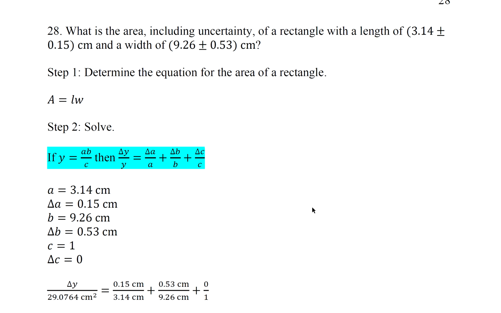Question 28. What is the area, including uncertainty, of a rectangle with a length of 3.14 plus or minus 0.15 meters and a width of 9.26 plus or minus 0.53 centimeters? So they want the area of a rectangle, which is length times width. So with this equation in blue, we know delta C is 0.